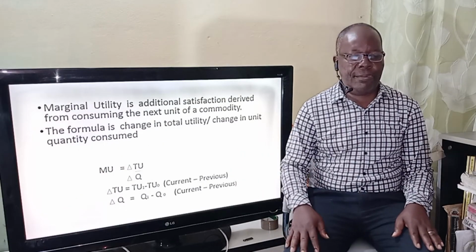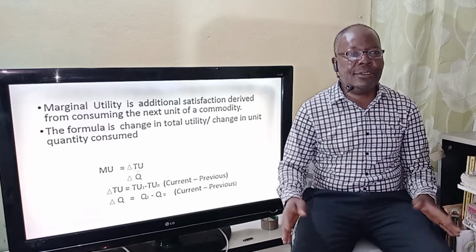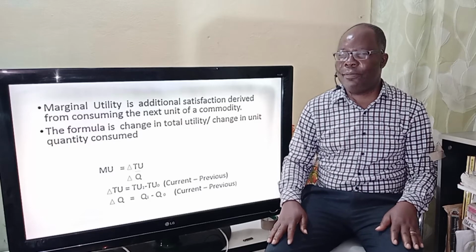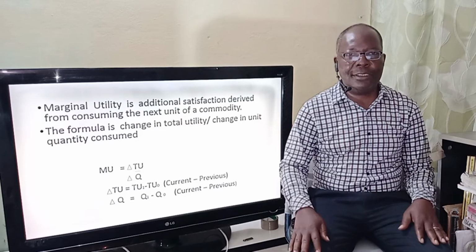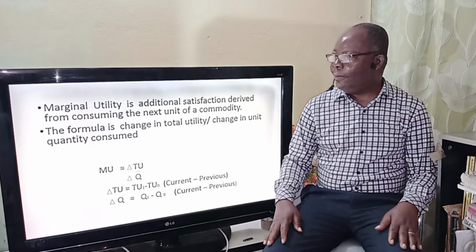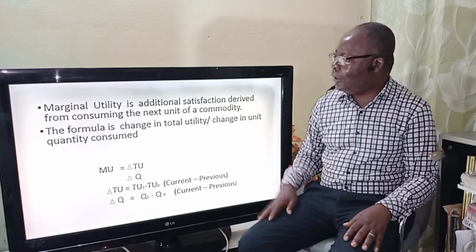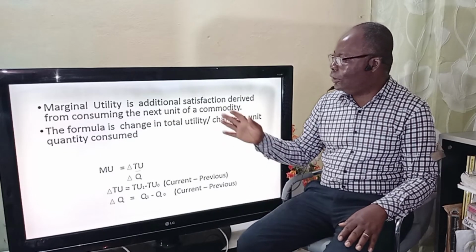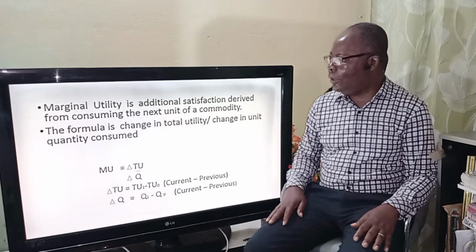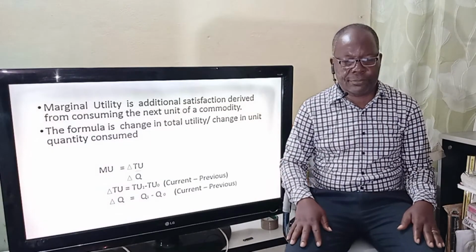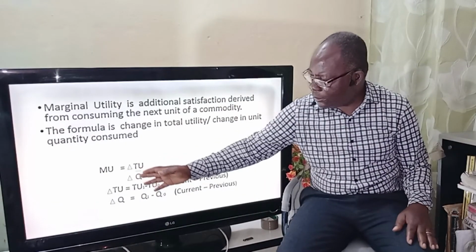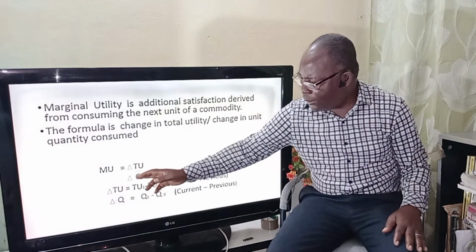Marginal utility. What is it? Marginal utility is additional satisfaction derived from consuming the next unit of a commodity. The formula for marginal utility is change in total utility over change in unit quantity consumed. So we have marginal utility equals change in total utility over change in quantity.